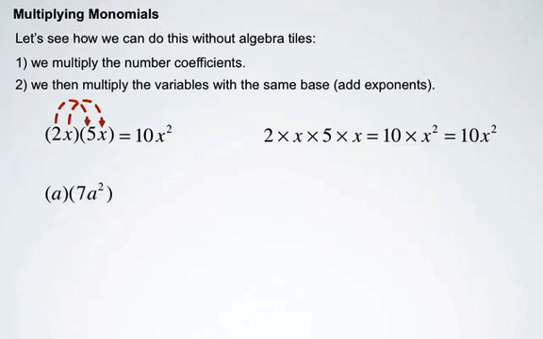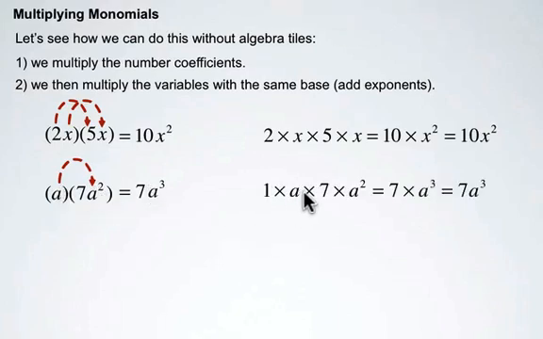a times 7a squared equals 7, 1 times 7. a cubed, a to the 1 times a squared, 1 plus 2 is 3. So 1a times 7a squared, 1 times 7 is 7, a to the 1 times a to the 2 is a to the 3. Added the exponents.